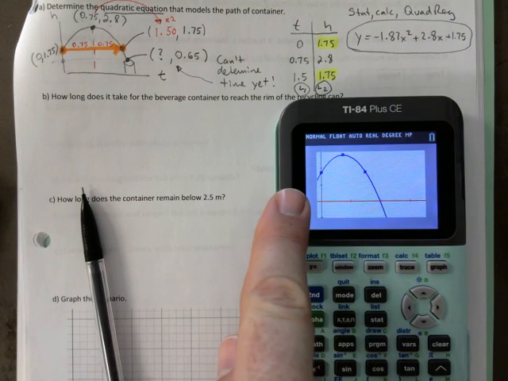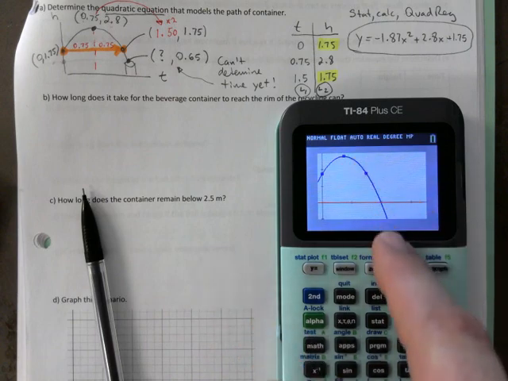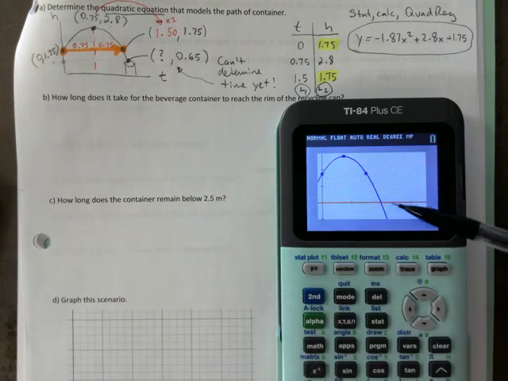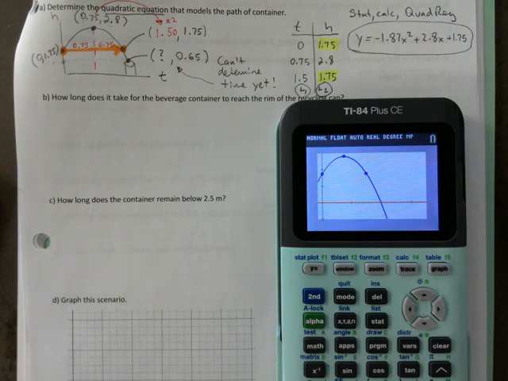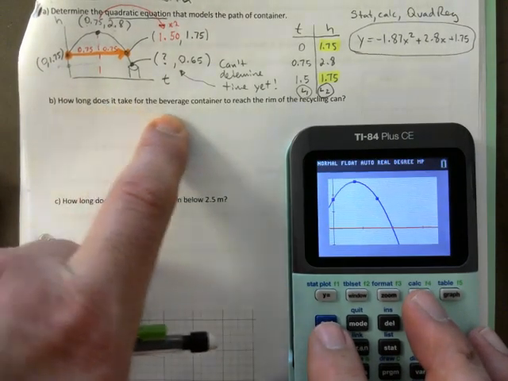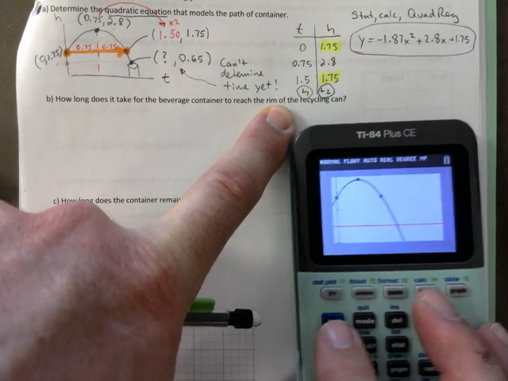So we're not interested in the negative x-intercept, right? We're not in this case. We're just interested in the positive quadrant here. We now can probably figure out how long it takes to land on the rim of that bin, right? Now that we have the quadratic equation, we can. So let's go ahead and find, what does it ask? How long does it take for the beverage container to reach the rim of the recycling bin?